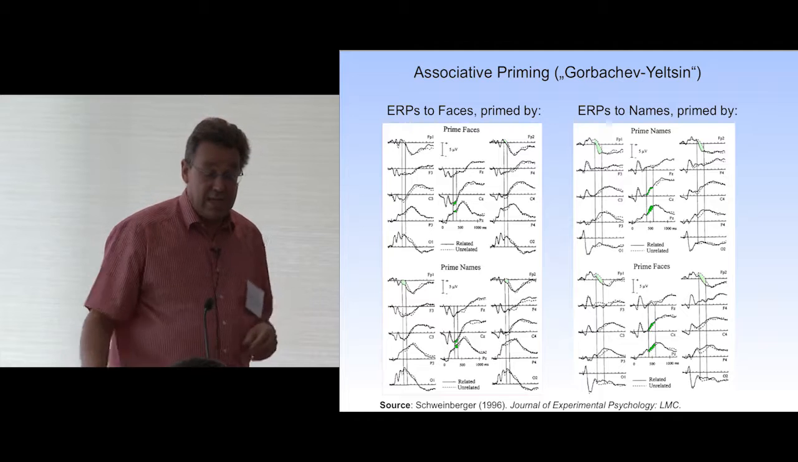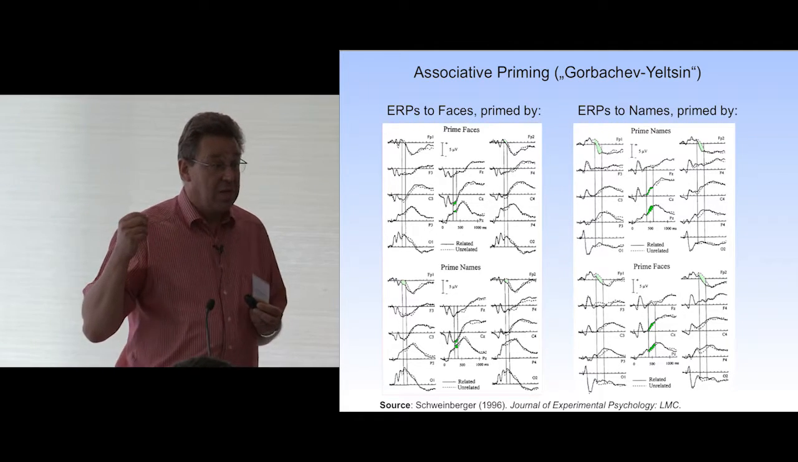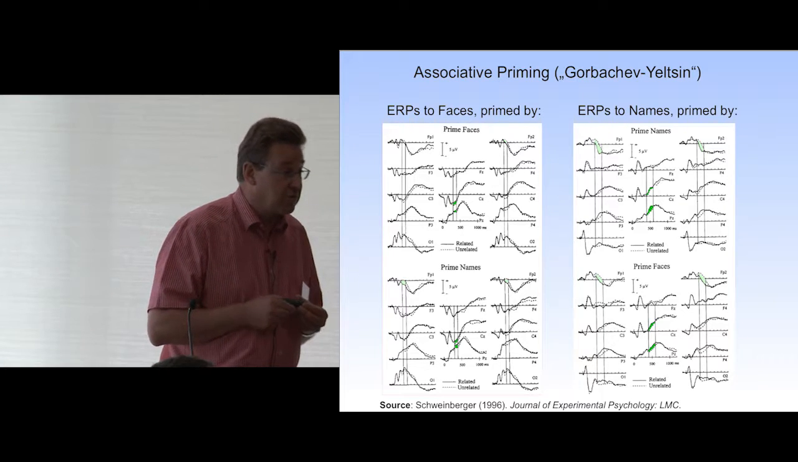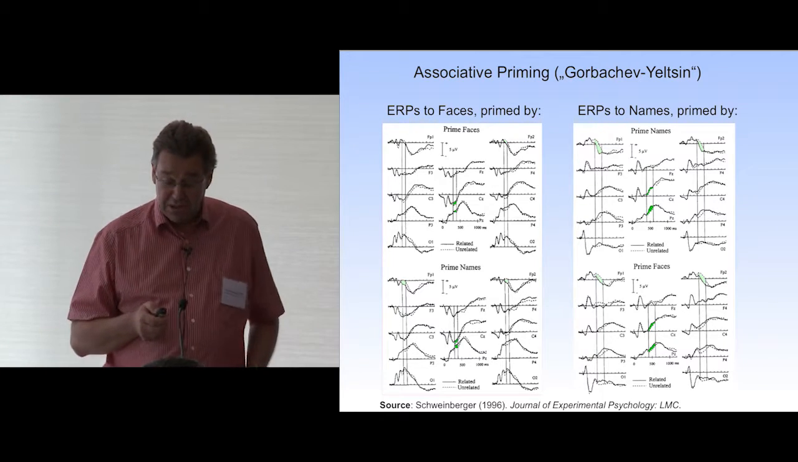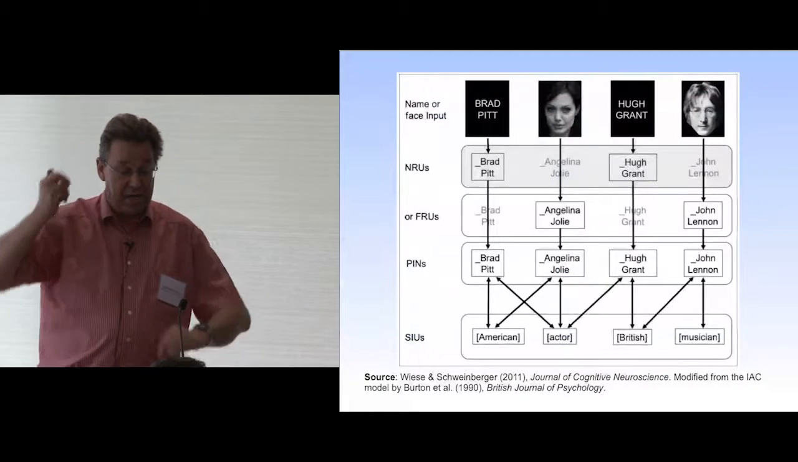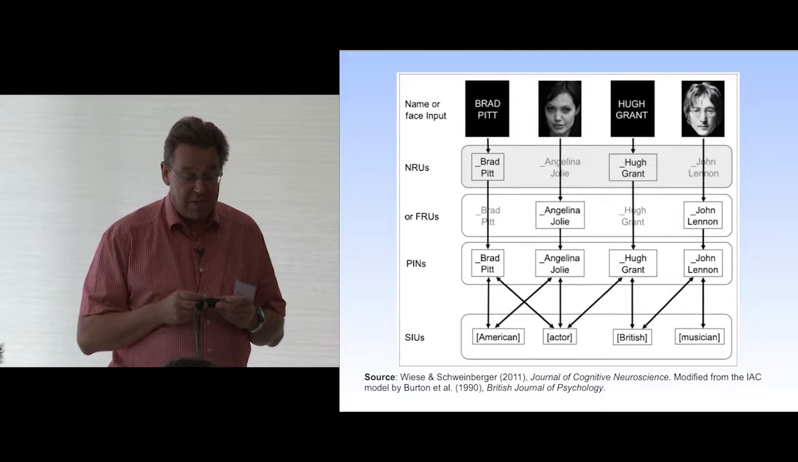And this is why I'm saying that the N400 appears to reflect late post-perceptual or semantic processing stages in person recognition rather than in face recognition. But what are the mechanisms of associative or semantic priming, and how exactly is semantic priming for people organized?